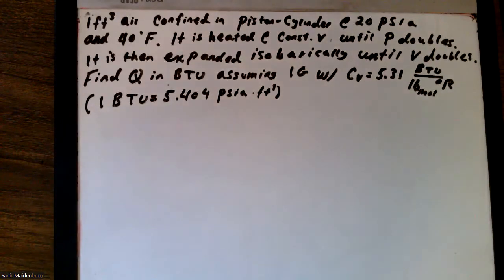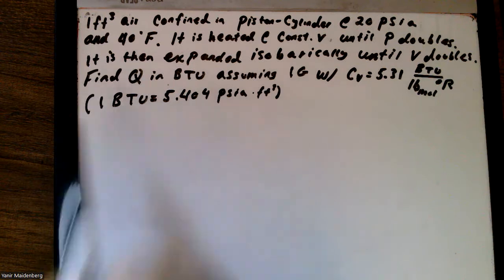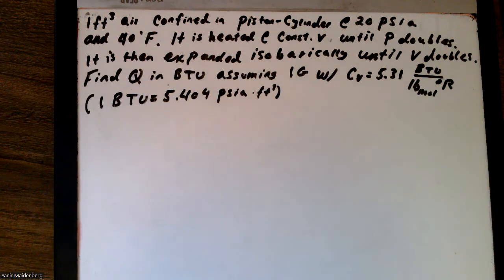All right, so we have an ideal gas you can find in a piston cylinder, and it's going to be air. And we know that it is at 20 psi and 40 degrees Fahrenheit, and we know that the gas occupies 1 foot cubed. So this is state one. It will undergo two processes.